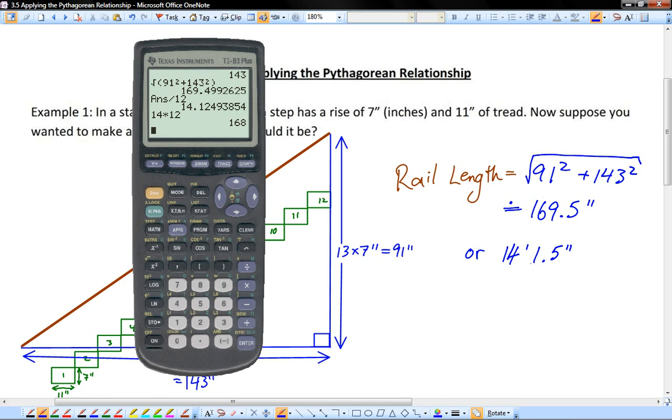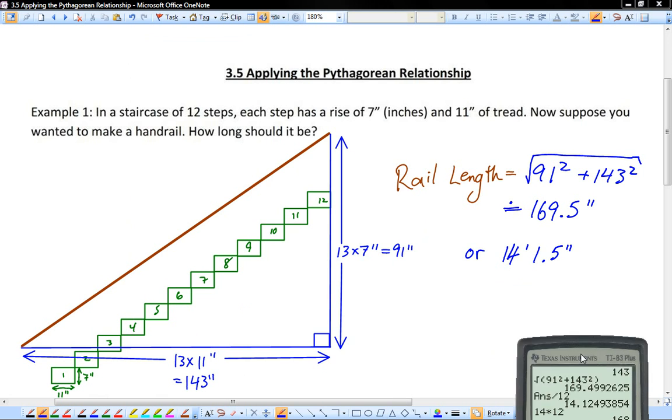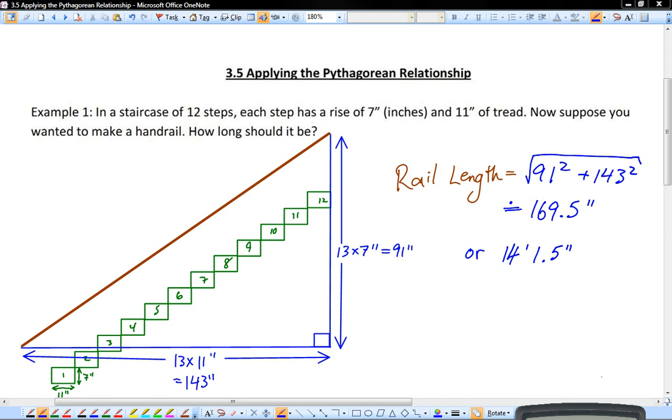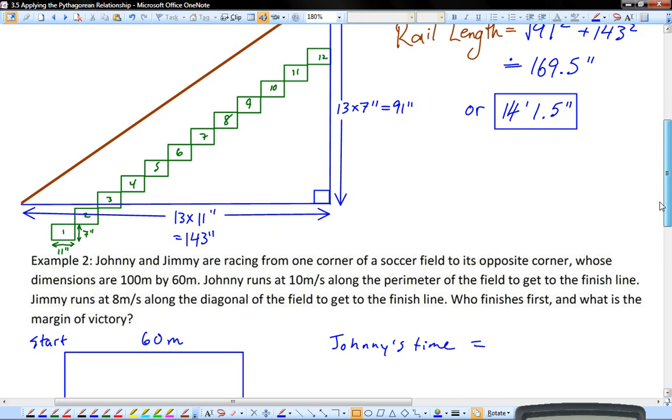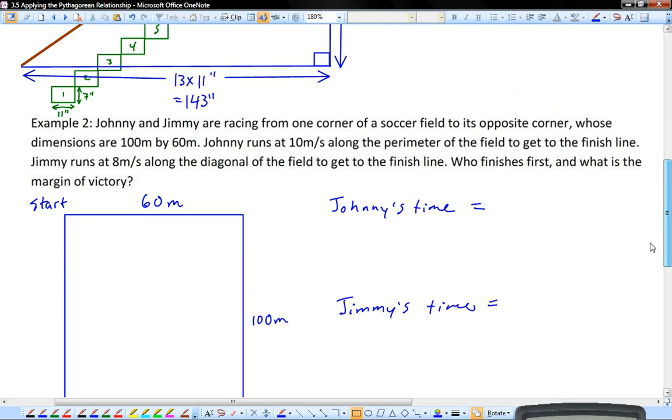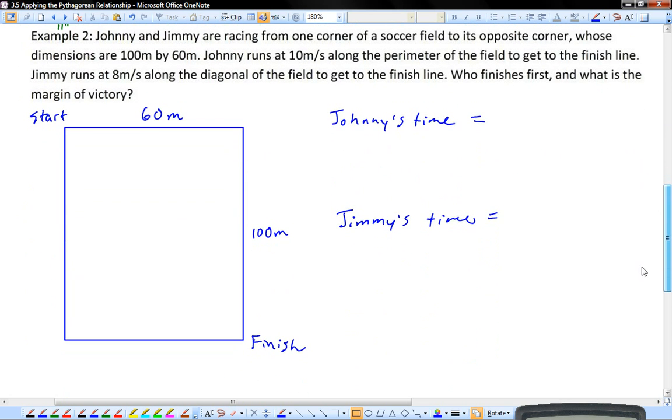So here's one application where it makes sense to use the Pythagorean relationship. Okay, so here's my final answer. Put that in the box. Let's take a look at another example where we can use the Pythagorean relationship to solve a problem.